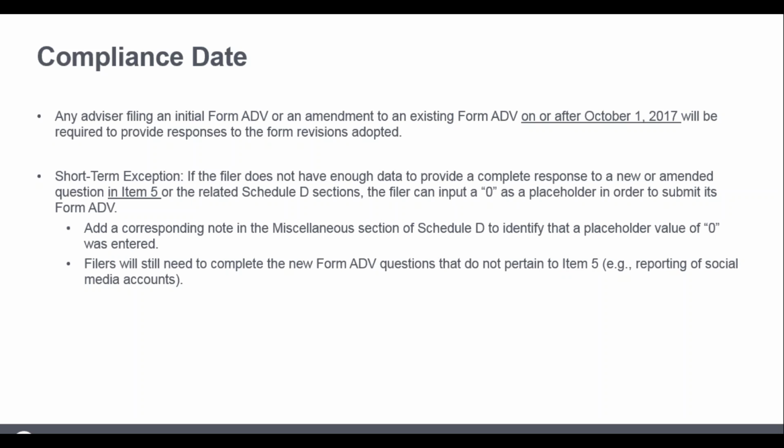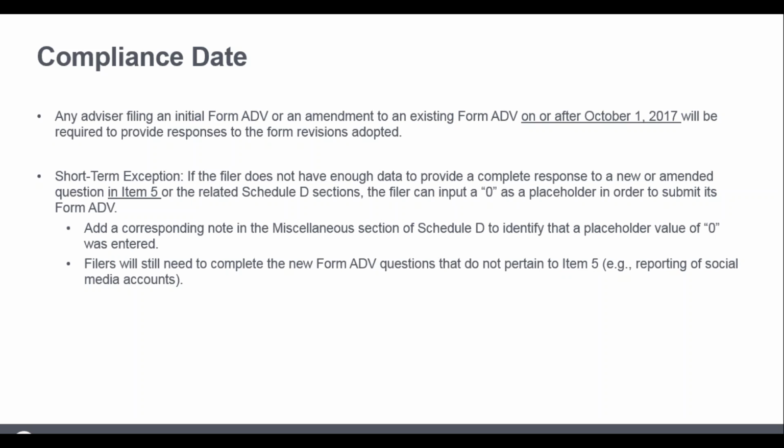The SEC did come out with some guidance in August stating that if you don't have enough information to fill out the new or amended questions in Item 5, you can put a 0 in as a placeholder. If you do elect to take advantage of this, you will need to add a corresponding note into the miscellaneous section of the Schedule D. Please note that this is only a short-term exception. Once you file your annual updating amendment, you will need to complete those questions. And it's only a carve-out for the questions in Item 5. So you're still going to need to complete those other new pieces of the Form ADV.